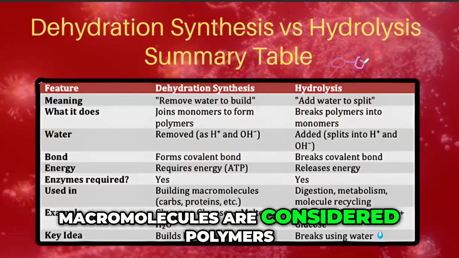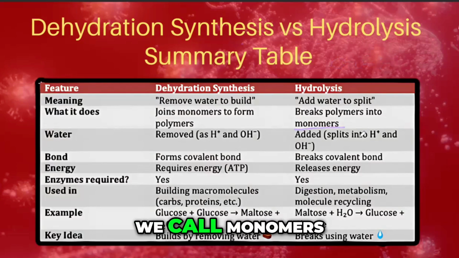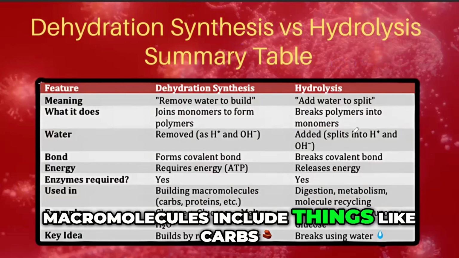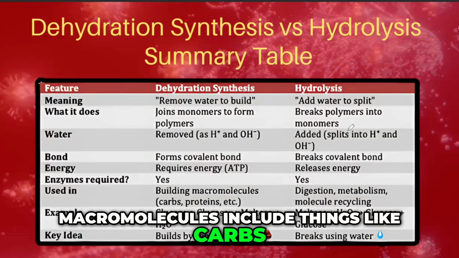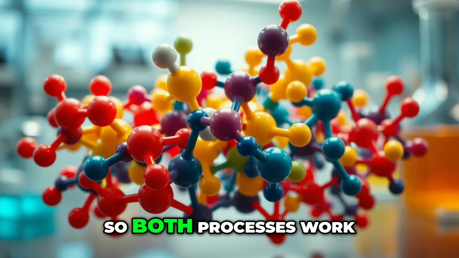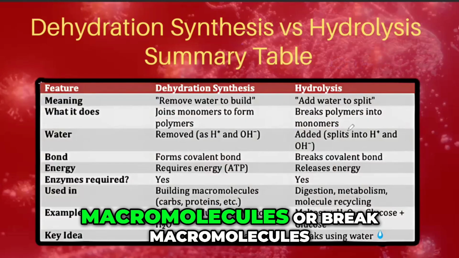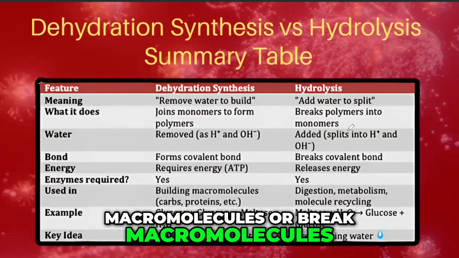Macromolecules are considered polymers, or connections of what we call monomers. And if you remember, the different types of macromolecules include carbs, lipids, proteins, and DNA. So both processes work hand in hand to either create macromolecules or break macromolecules.